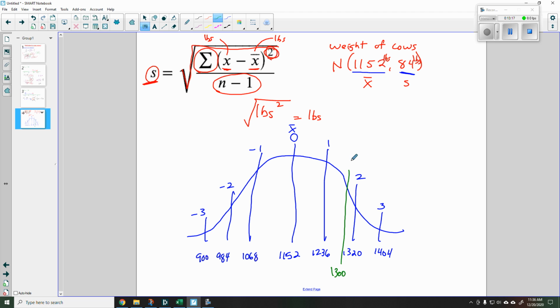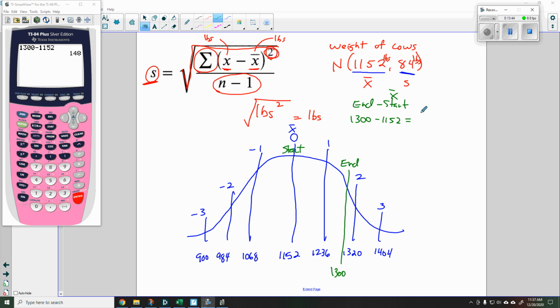Well, that's easy. Here is my start point because I'm starting from the mean. And here is my end point. So I'm going to go end minus start. And the start's always going to be the mean in these cases. So I have 1,300 minus 1152. And that's equal to 148 pounds. So that this is in pounds, and this is in pounds. So 148 pounds.